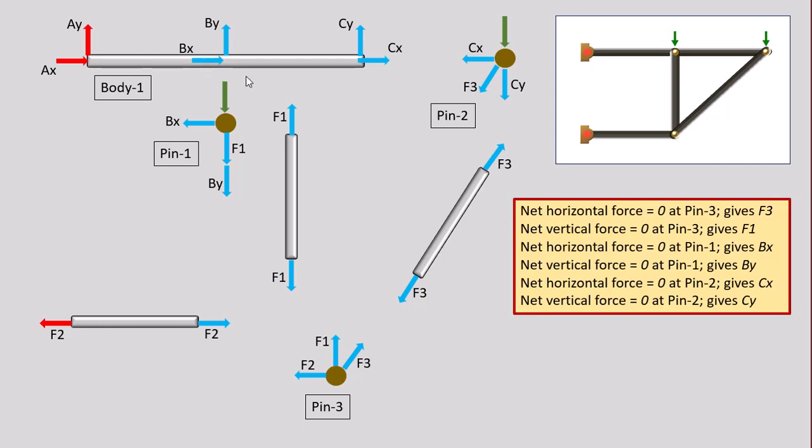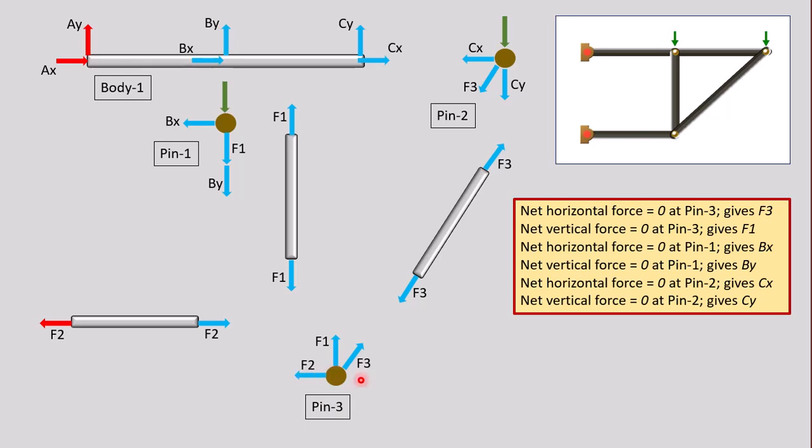So body 1 has 1, 2, 3, 4 unknowns. Pin 1 has 1, 2, 3 unknowns. Pin 2 has 1, 2, 3 unknowns. Pin 3 has 3 forces. However, we have already calculated F2 from the whole free body diagram. So we attack pin 3 first.